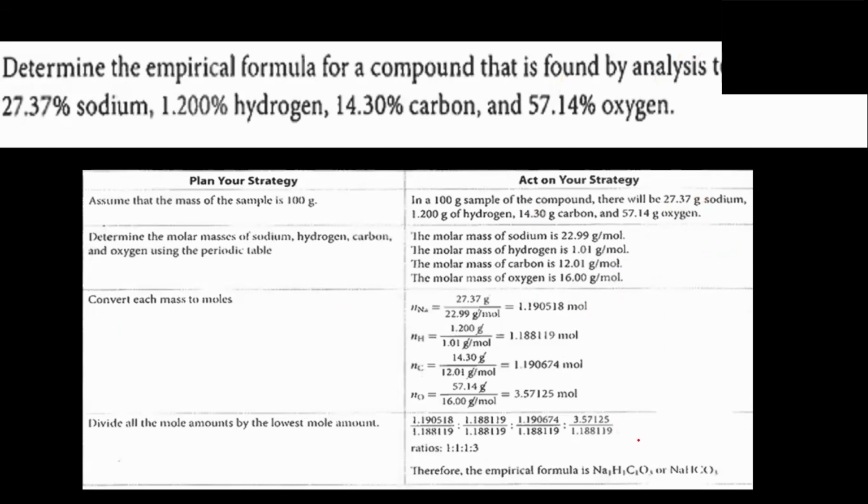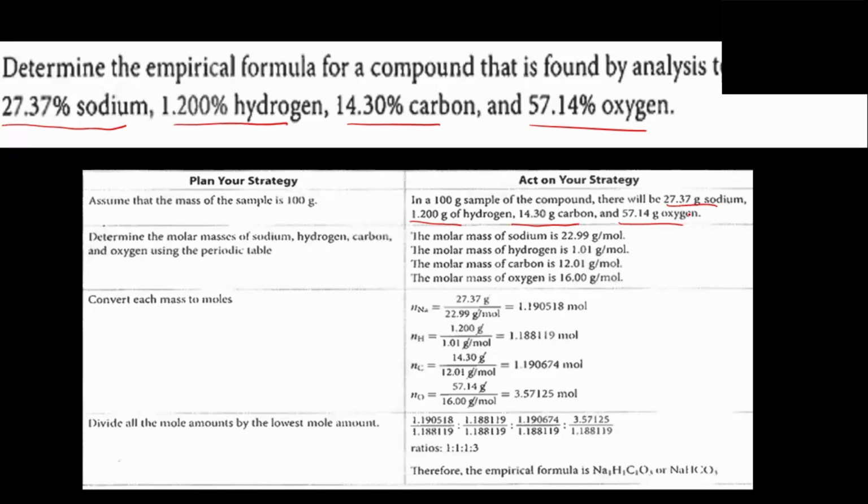Let us move on to another question. Determine the empirical formula of a compound containing sodium, hydrogen, carbon, and oxygen. A big compound, right? Now to calculate its empirical formula, the composition is given as percentage. First of all, you convert the percentage into grams. So we get 27.37 gram sodium, 1.200 gram hydrogen, 14.30 gram carbon, and 57.15 gram oxygen.